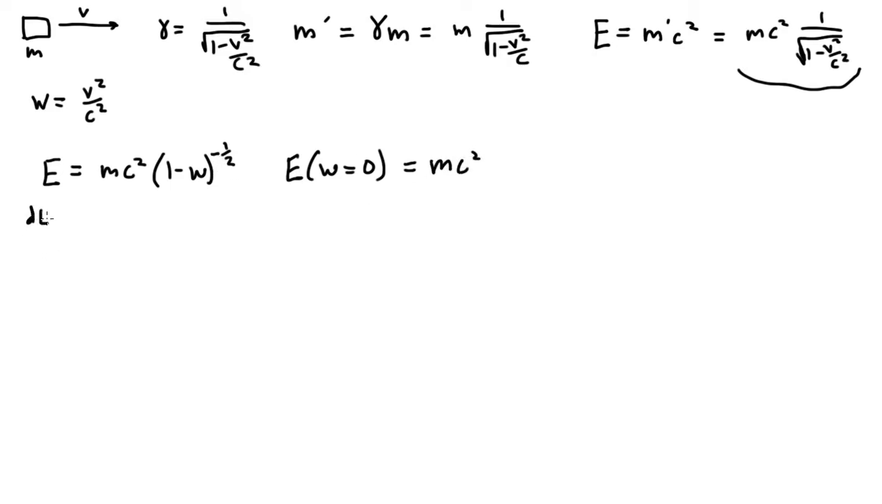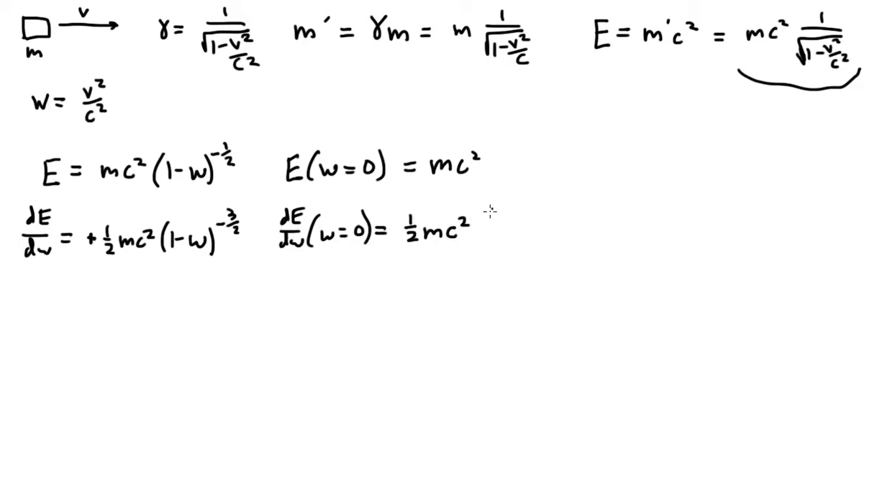So now we go dE/dw equals, okay? And what we get here is a negative 1/2, and we get mc squared. The negative 1/2 comes from this power here. And then (1 minus w) to the negative 3/2. But since dw is negative 1 here, we tack another negative sign on and get that, okay? So now dE/dw at w equals 0 is equal to 1/2 mc squared, okay? And then we get 1 to the negative 3/2. So is this going to be right?